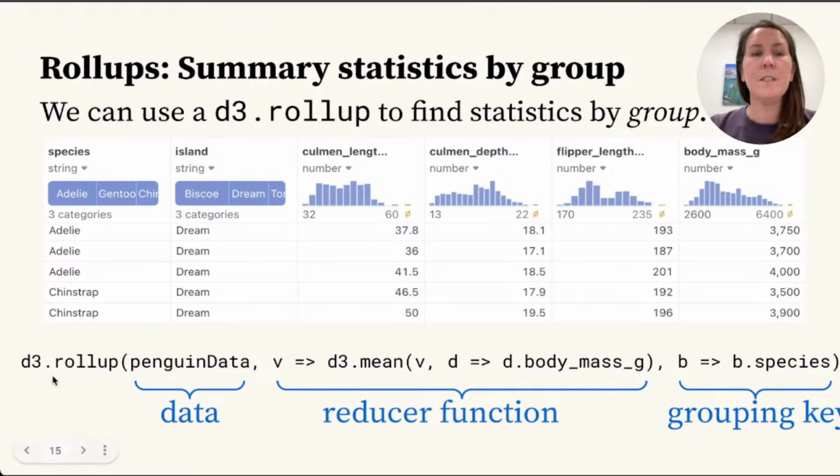So here, to talk through this code, I'm using D3 Rollup. The first piece that we give it is the data that we're going to find this summary statistic by group for. Then we give it a reducer function, which we're going to talk through in a minute. We're going to break this down a little bit. This is saying I want to calculate the mean of the body mass property. And then this last piece tells us the key that we're going to create groups by. So in this case, this is saying by species.